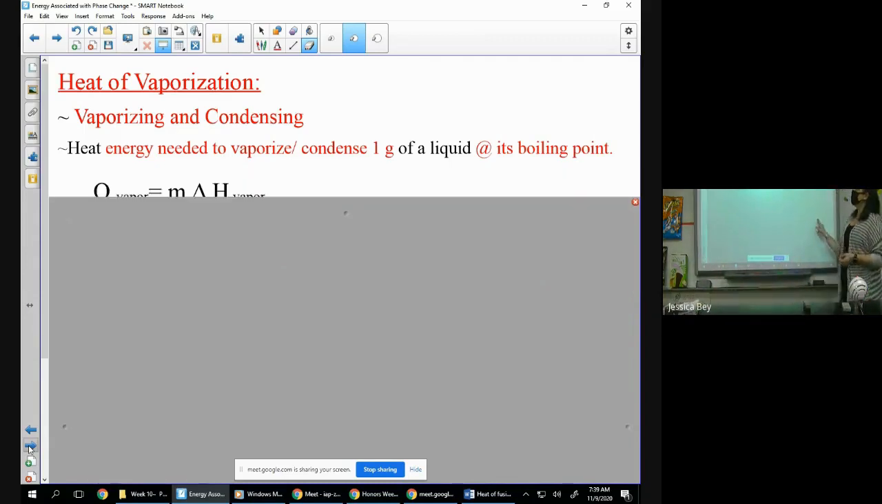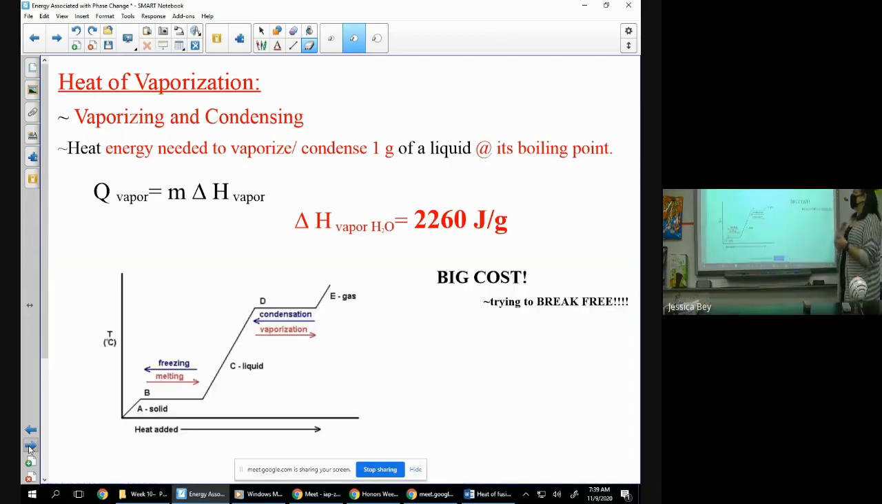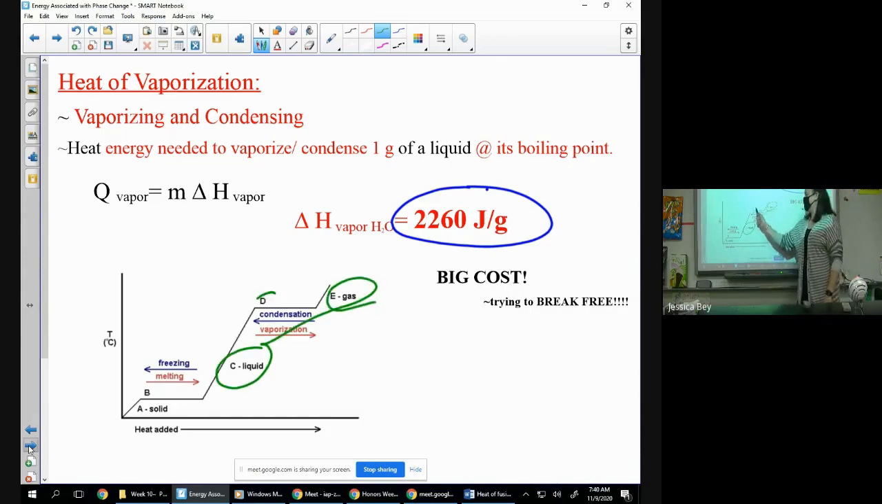Okay, so this number is huge. Your delta H to vaporize water, you have to give it enough energy to make it go from a liquid all the way to a gas, which is huge. You need 2,260 joules for every gram of water to turn from a liquid into a gas. So this takes 2,260 joules to complete per gram.